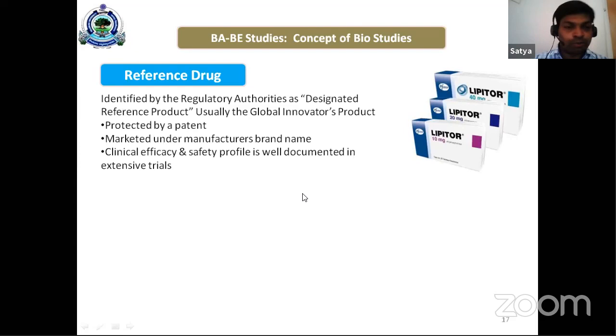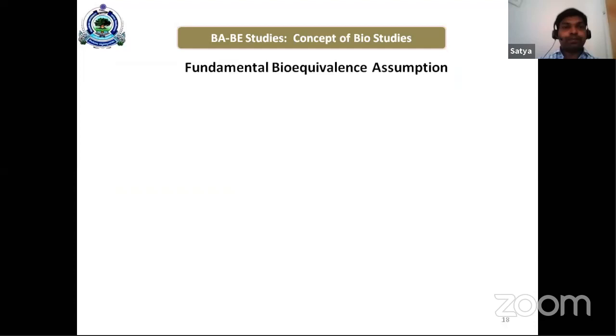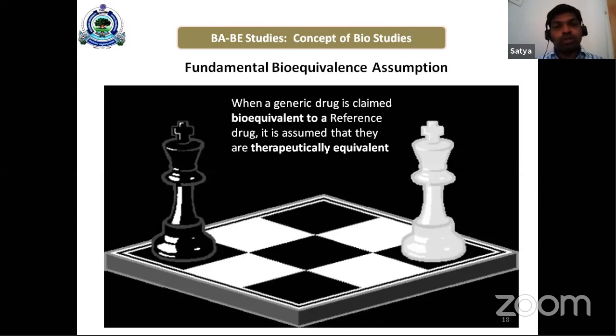Then the generic would definitely be a drug product which is identical and bioequivalent. Identical means identical in terms of active ingredient, route of administration, dosage form, strength, indication, and safety. So all should be identical with the reference drug, and it may have some differences, like in inactive ingredients, color and shape. This is what generic companies usually develop. So fundamentally, when a generic drug is claimed to be equivalent, it means both are therapeutically equivalent, meaning generic and reference are equivalent.